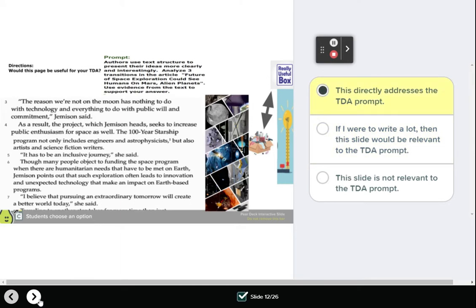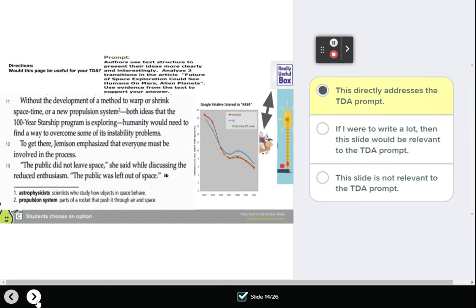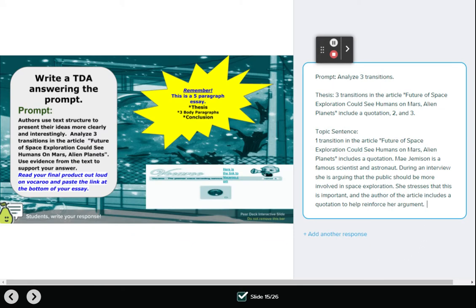An inclusive journey. It has to be an inclusive journey, she said. Let's get that all. Quote, dialogue, it has to be an inclusive journey. Period. End dialogue. In quotation, Control A, Control X. All right, back to this. Let's get that quote there. It has to be an inclusive journey.